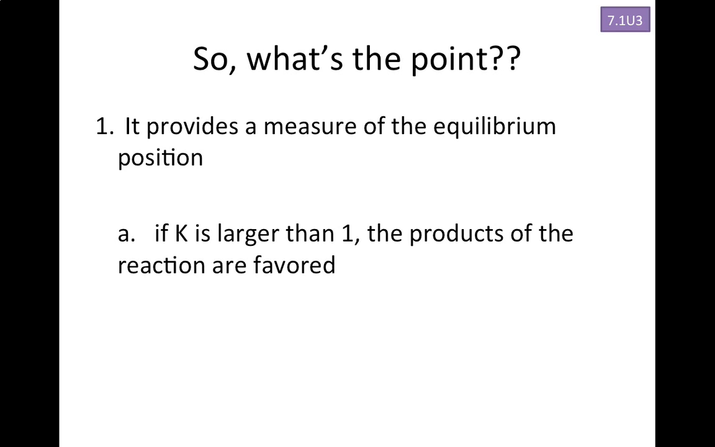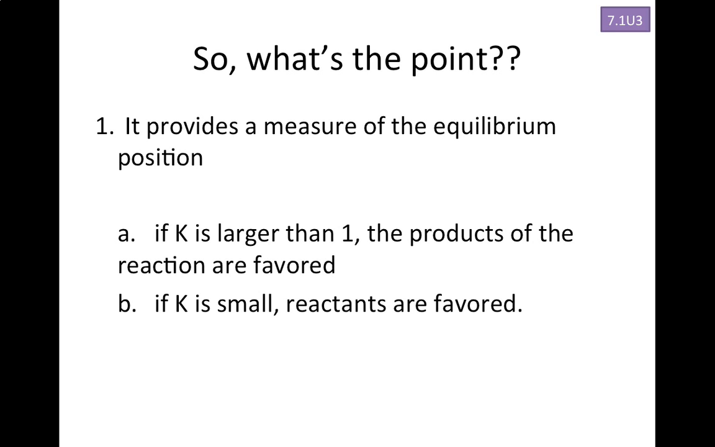If it's greater than 1, that means the products are favored, because they're on the numerator of the division that I'm going to be doing on the next slide. So if my numerator, the products, is greater than my denominator, then K is going to be larger than 1. Think of it as 2 divided by 1. If I have 2 divided by 1, my answer is 2. That's larger than 1, because my numerator, the one on top, is greater than my denominator, the 1 on the bottom.